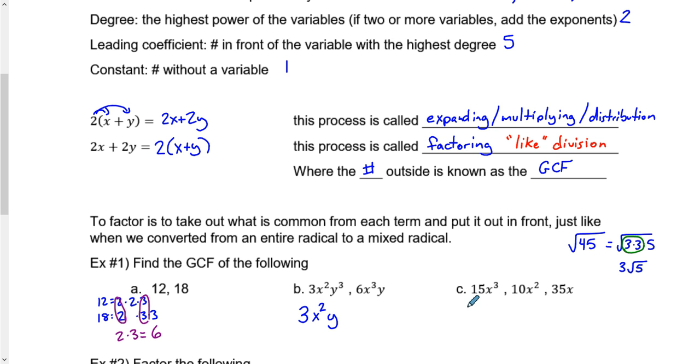And in our last one, 15x cubed, 10x squared, and 35x, our greatest common factor, there's a 5 common in all of them. 15 is 5 times 3. 10 is 5 times 2. 35 is 5 times 7. X cubed, x squared, and x, the only thing that is common between all of them is just 1x. We can't say there's an x cubed because there's not 3 x's in this 35x. There's only one that is common in all of them.